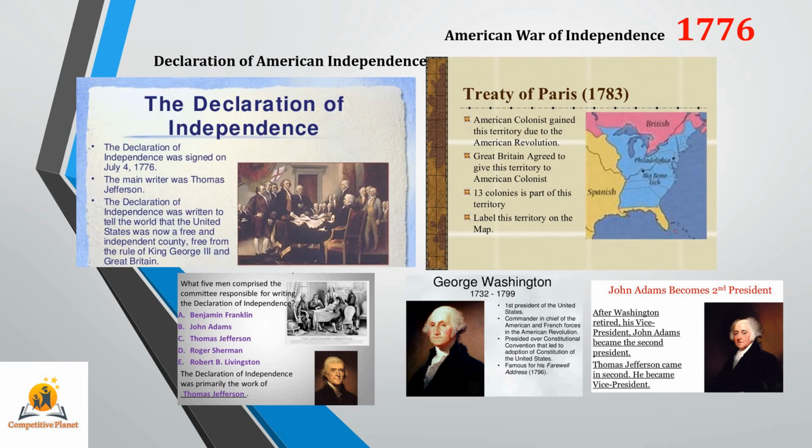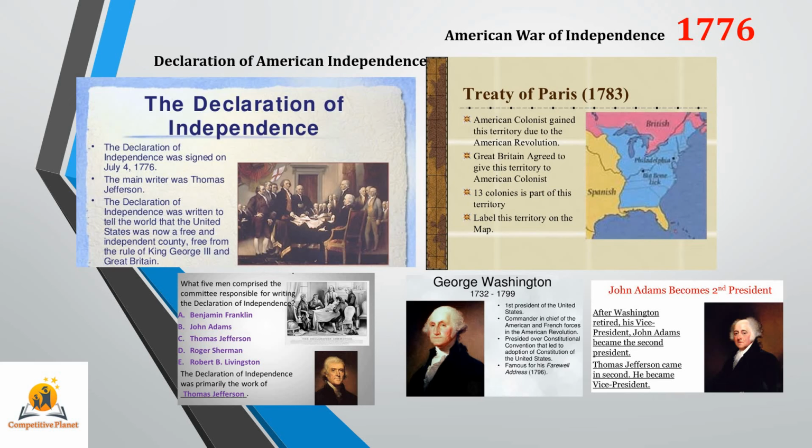Now let's get into George Washington. He is the first President of the United States and the Commander-in-Chief of American and French forces in the American Revolution. He presided over the Constitutional Convention that led to the adoption of the Constitution of the United States. He is famous for his farewell address in 1796.